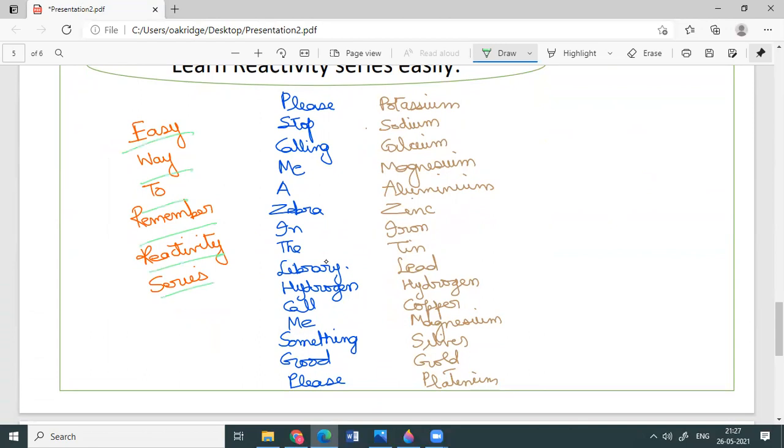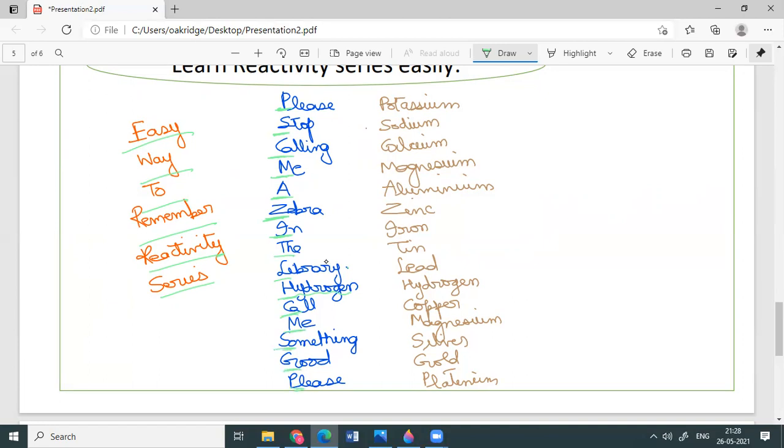Please stop calling me a zebra in the library. Hydrogen, call me something good, please. Okay, I'm repeating it once again. Please stop calling me a zebra in the library. Okay, here the sentence ended. So hydrogen came out. Call me something good, please. So here the first letter you can take and use it as the name of the element.